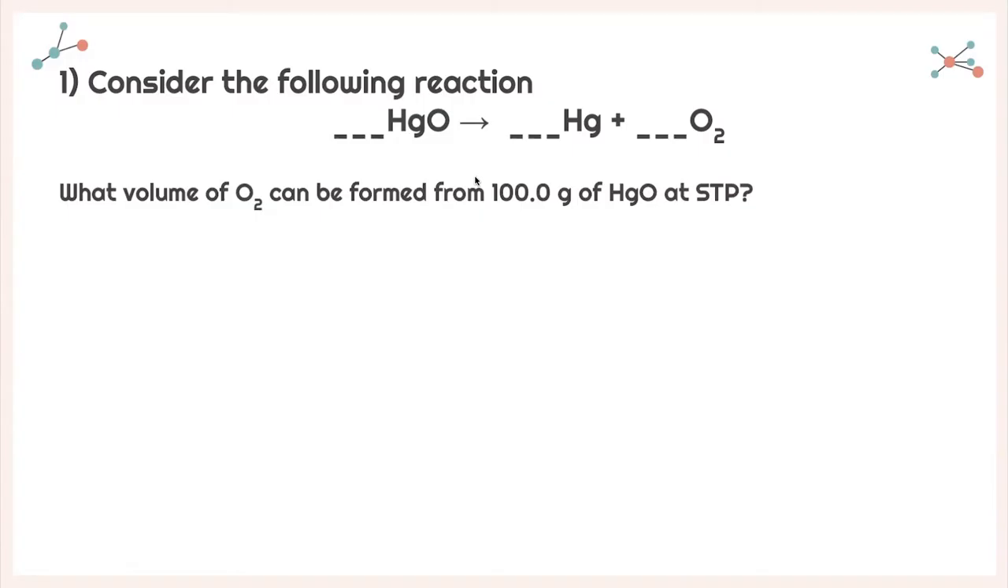For number 1, it says consider the following reaction, and we have mercuric oxide decomposing into mercury and oxygen gas. It asks what volume of oxygen gas can be formed from 100 grams of mercuric oxide at standard temperature and pressure.